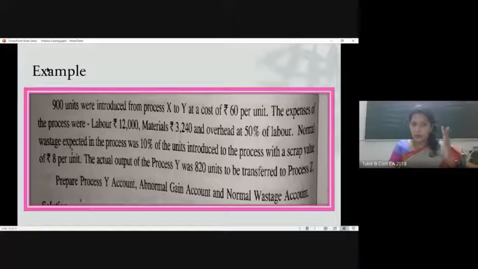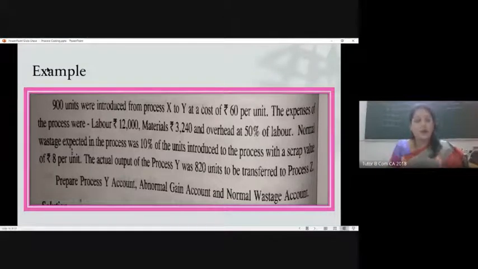So what should be the expected output in the general case? If 90 units are being lost, it should be 810. Because we introduce 900 units and they say there can be a loss of 10%, which is 90 units. So when we reduce 90 from 900, what we get is 810. That's our normal expected output.